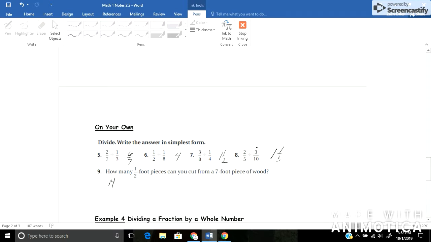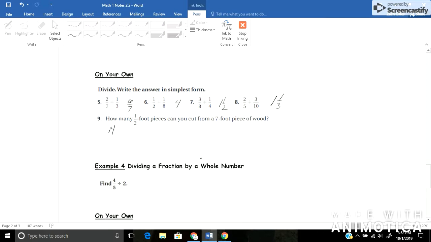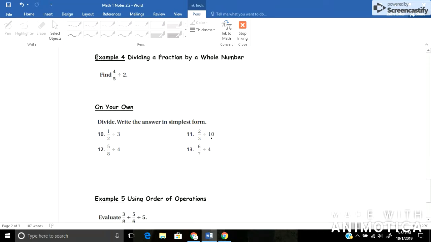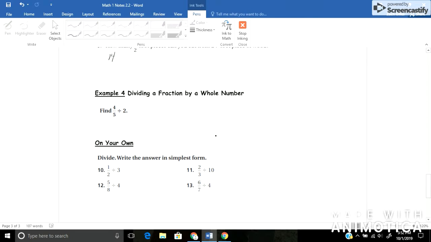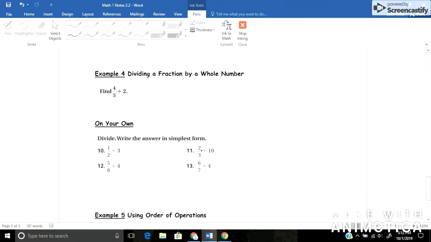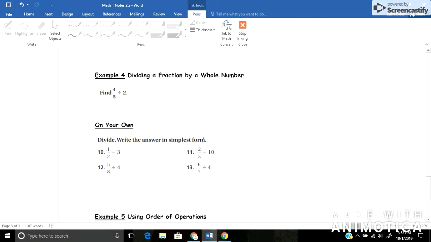Again, if you needed help with any of those, come ask me or ask a neighbor and I will clarify for you. Okay, moving on to example 4 and 5 and a few on your own for each of those, and then I'll be finished up. The next one is when we're dividing a fraction by a whole number.